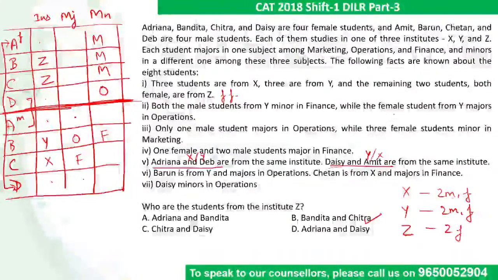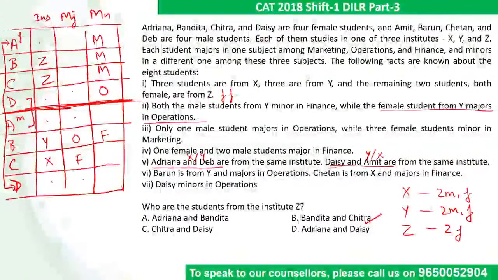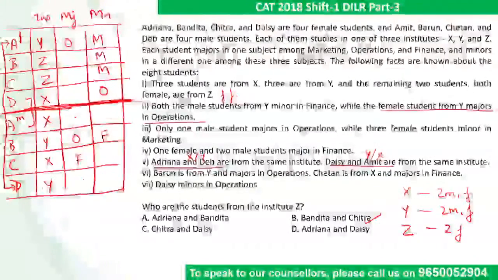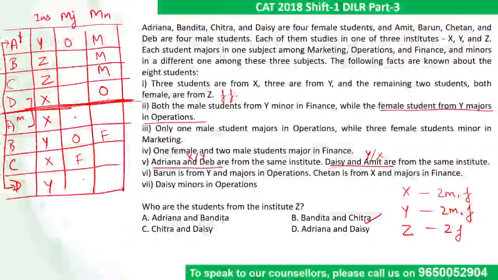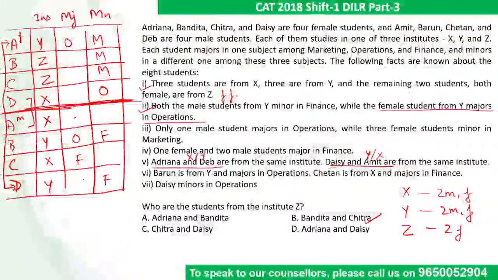So it says that the female student from Y majors in operations. This means that this person must be from Y, because you cannot major and minor in the same subject, right? So this must be from Y and major in operations, and this must be from X. So this is X, this is Y. That can be derived from this. Both the male students from Y minor in finance, so this person also minors in finance. That is done. Female student from Y majors in operations. That is done.